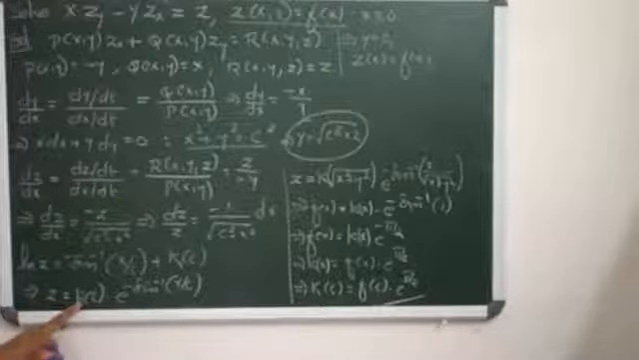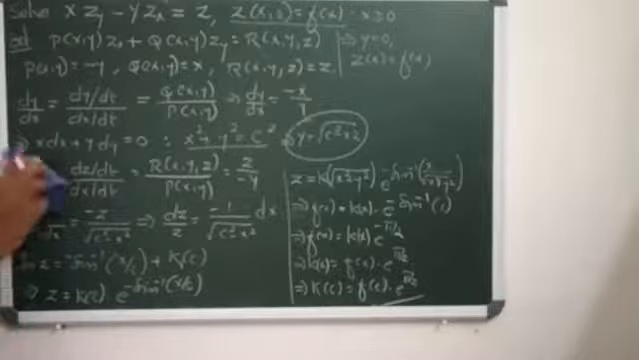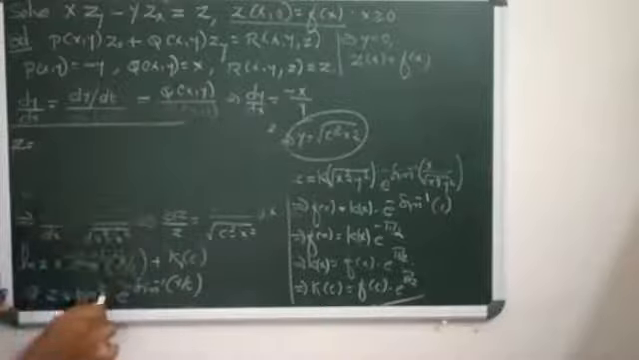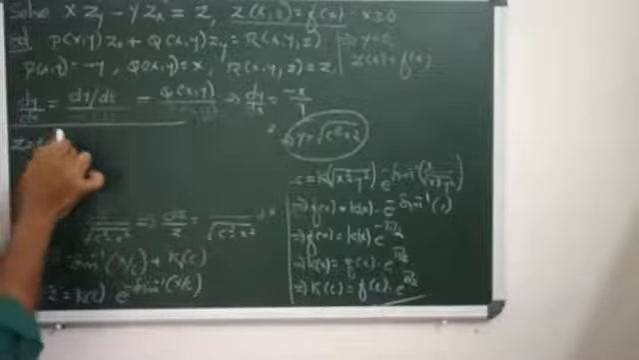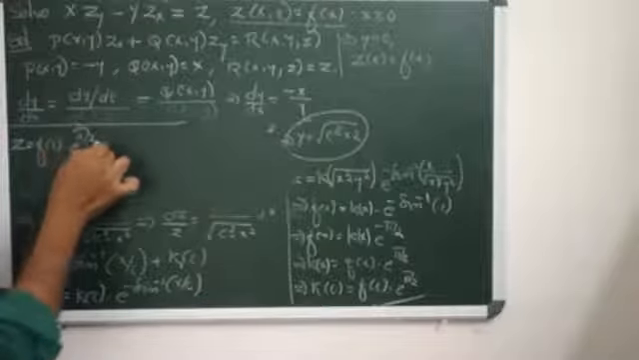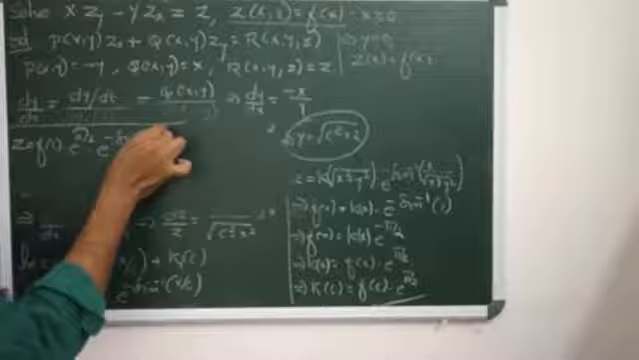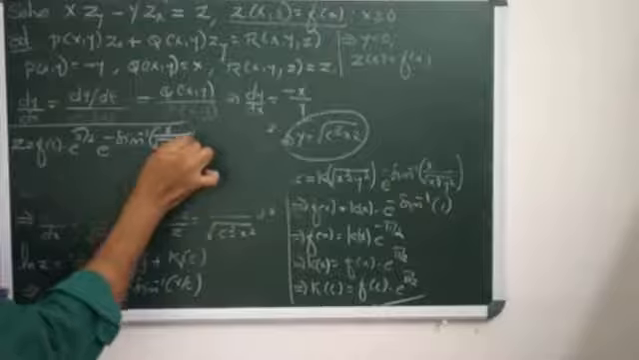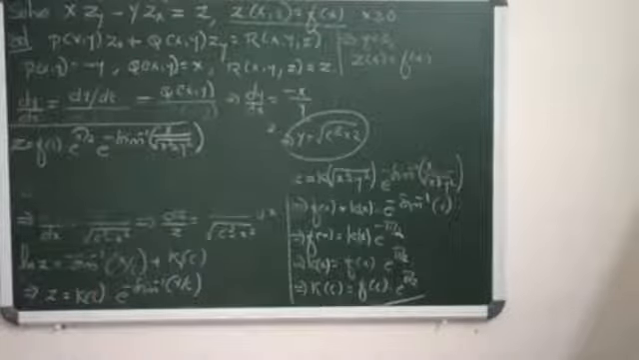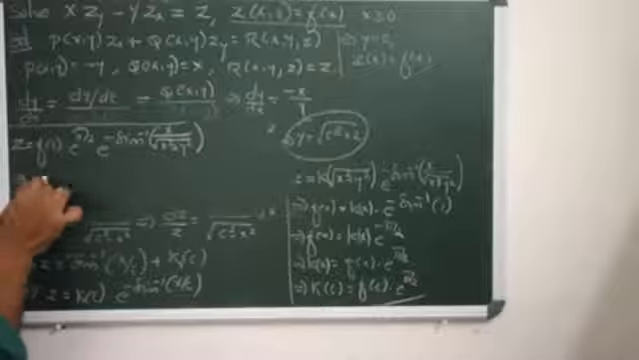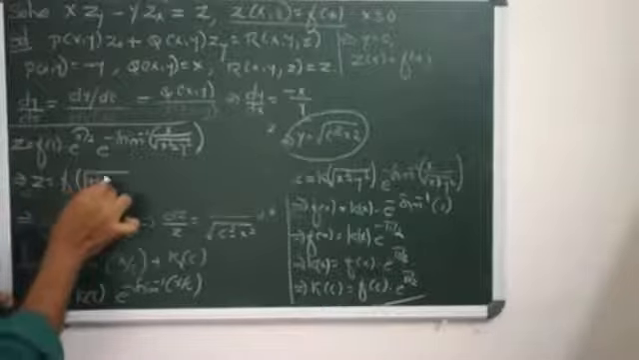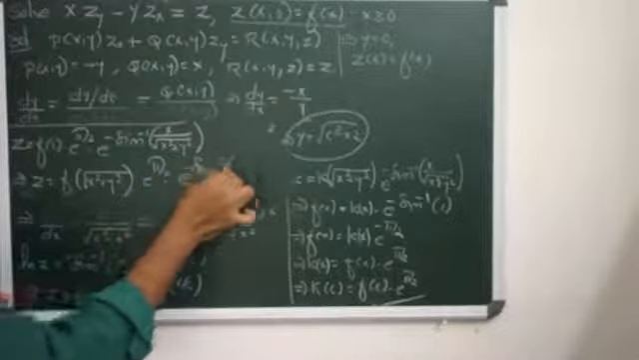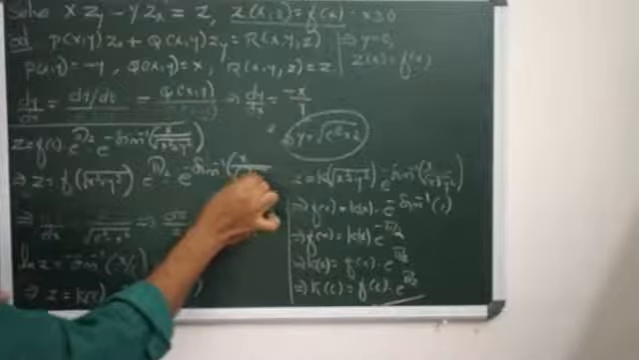Hence our solution is z equals k of c. What is k of c? Which is f of c into e power pi by 2 into e power minus sine inverse of x by c. What is c? Square root of x square plus y square. So this is the required solution. Instead of c, we have z equals f of square root of x square plus y square into e power pi by 2 into e power minus sine inverse of x by square root of x square plus y square.